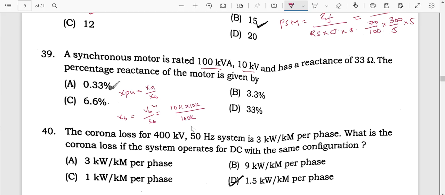Once you solve this, 10, 10, 100 gets cancelled, and the k's cancel. Here we have 10 to the power 3. Now X per unit is equal to the X actual value, 33 ohms, divided by the base value 10 to the power 3, so 33 into 10 to the power minus 3. If you want the percentage, percentage X per unit is 33 into 10 to the power minus 3 into 100, which gives 3.3. So the answer will be B here.